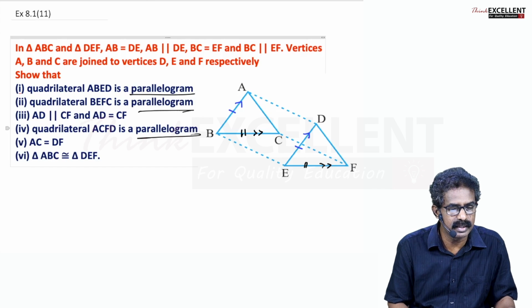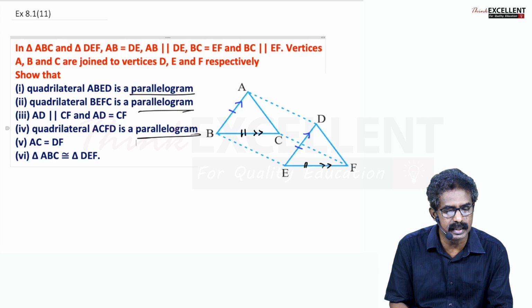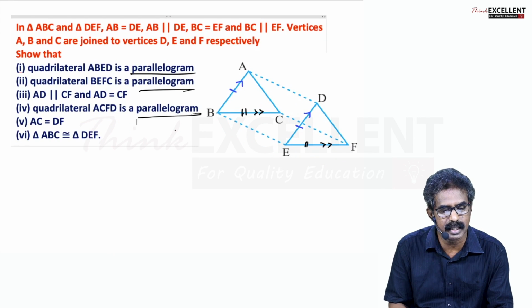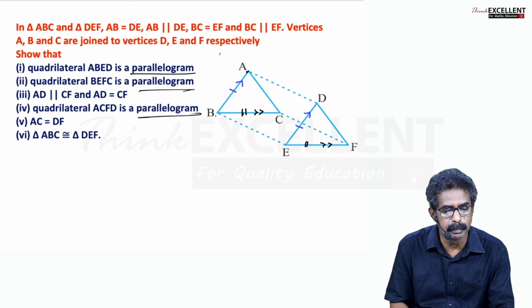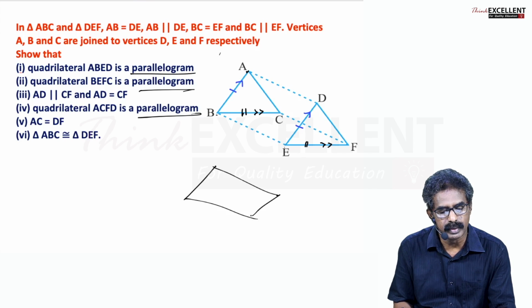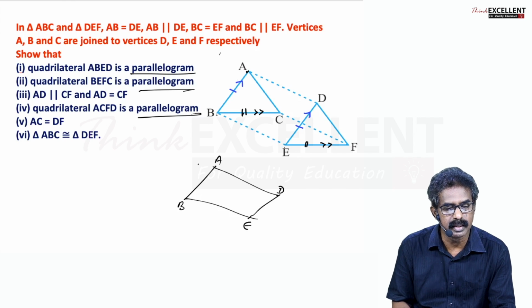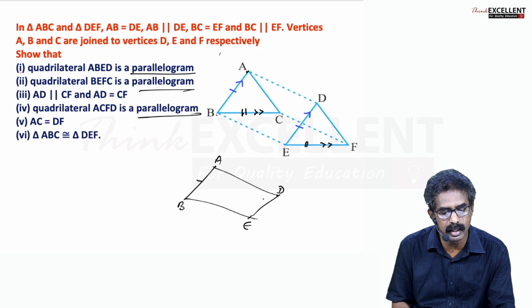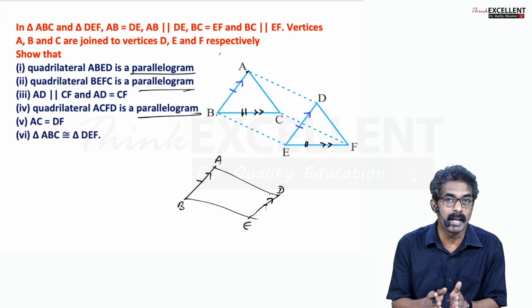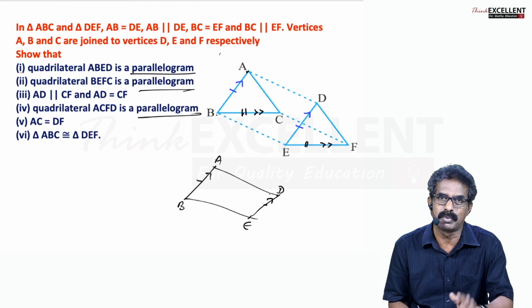Now listen, the first thing they asked to prove: ABED is a parallelogram. ABED, see the diagram? We have to prove this is a parallelogram. Already it is given AB and DE are equal, and also they are parallel, that is enough. 1 pair of opposite sides are parallel and equal, so it is a parallelogram. So the first proof is over.